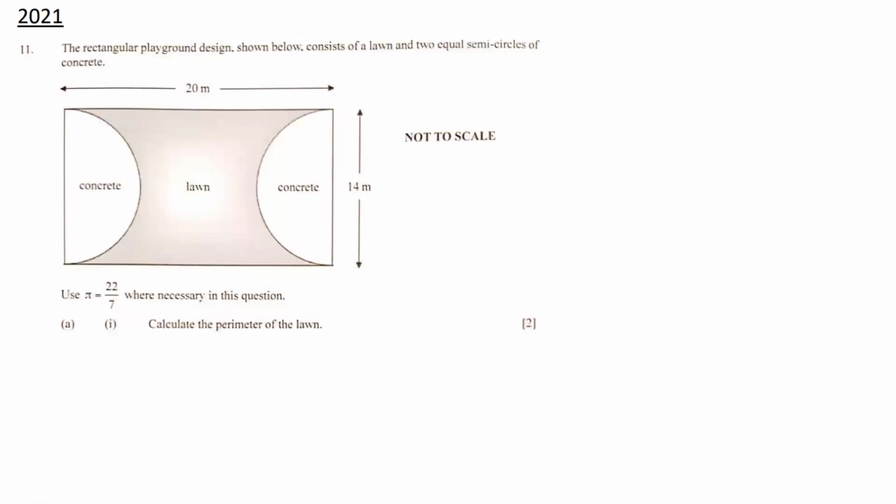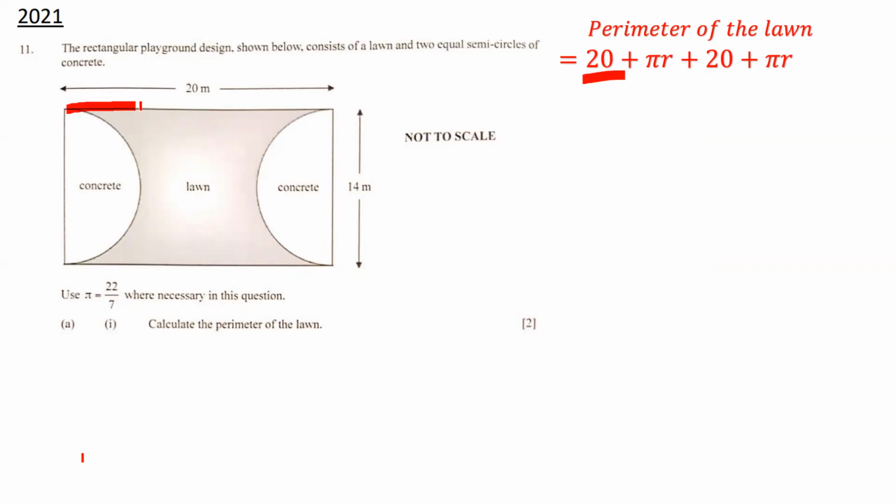Now, in order for us to figure this out, we have to add up the lengths of all of the sides. If you notice carefully, the perimeter of the lawn is going to be 20. Why 20? Because this length is 20, plus another 20. Why another 20? Because this 20 is for this side as well. So both sides are 20 meters. Then we have the curved portion right here. The curved portion is going to be the curved portion of a semicircle.